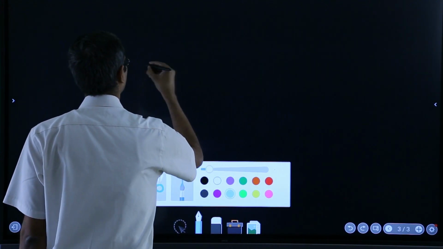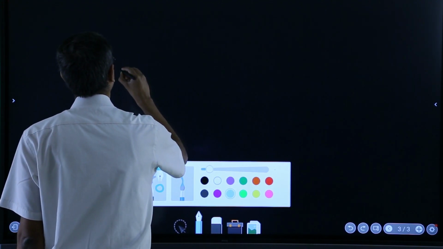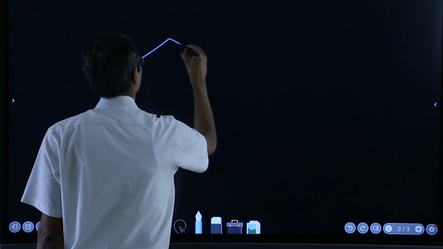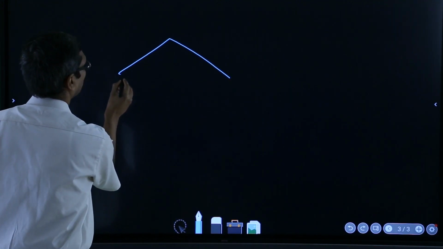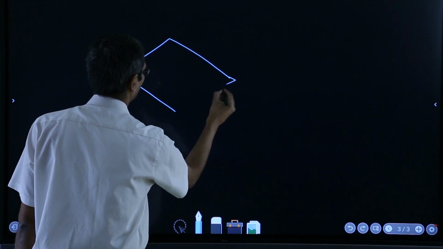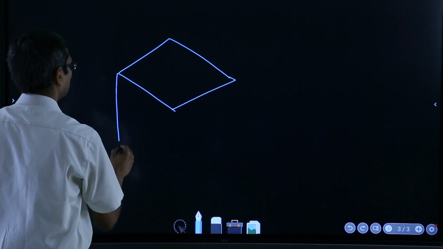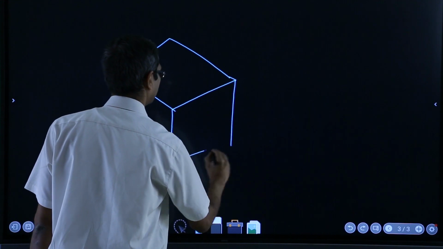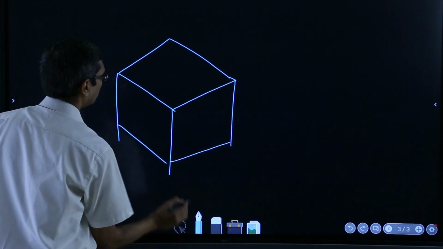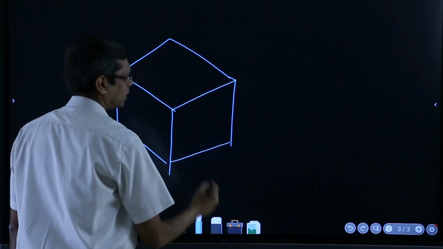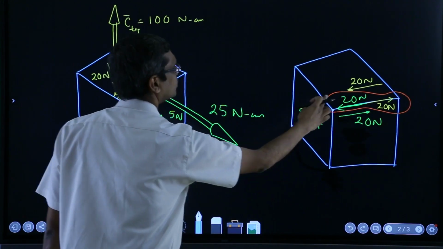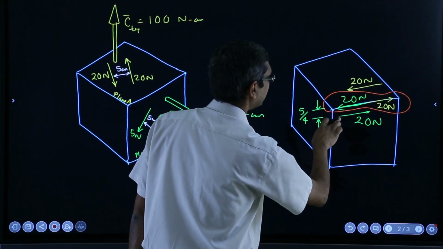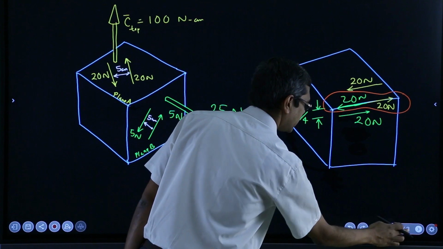The last picture which will give us everything. Okay, so let's see. Now here, what was there? So this force of 20 Newton and this force of 20 Newton, right?